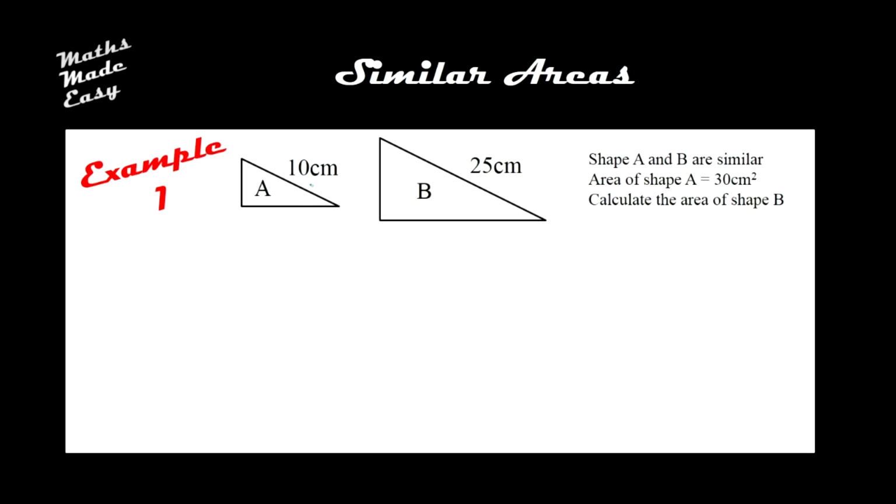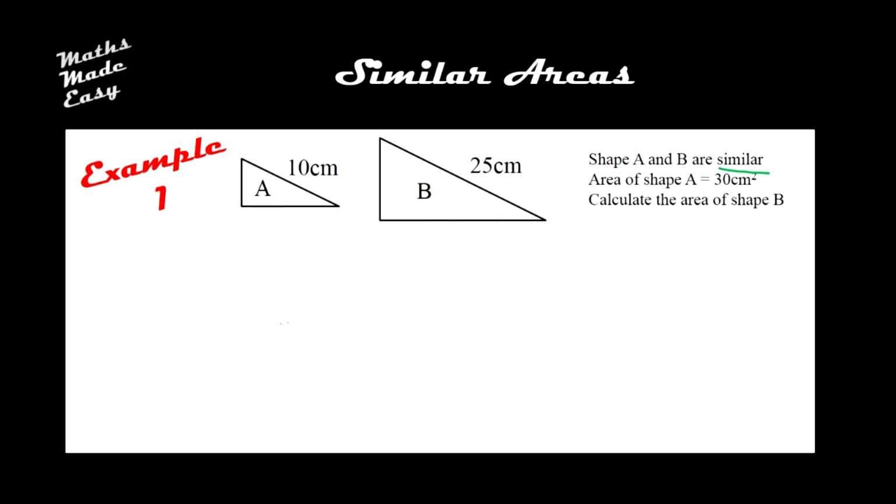So here I've got two triangles which I'm told are similar. So I've got this one with a length of 10 and this one here with a corresponding length of 25, and I'm told that the area of the first one is 30 centimeters squared. Work out the area of the second one.